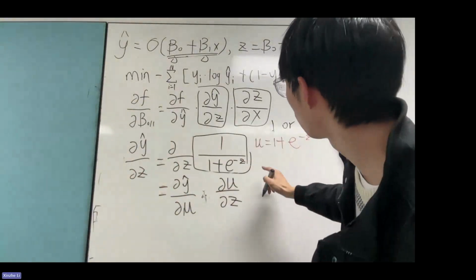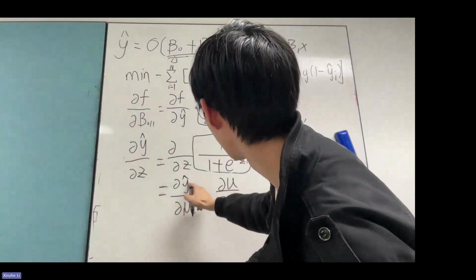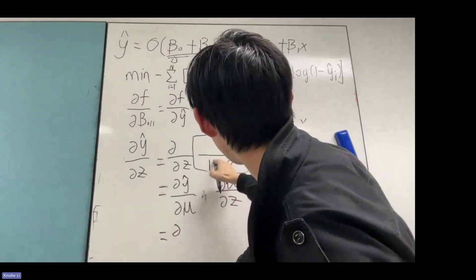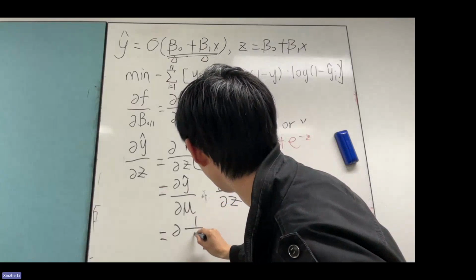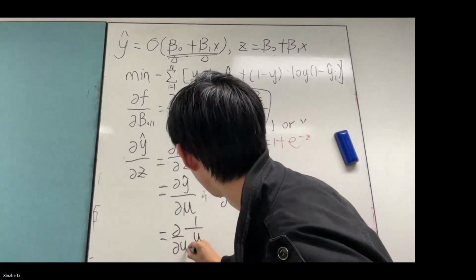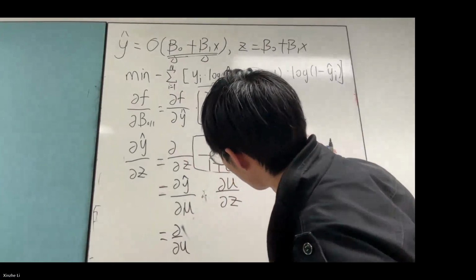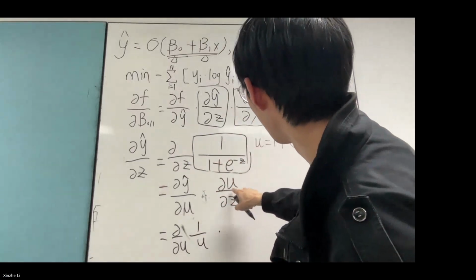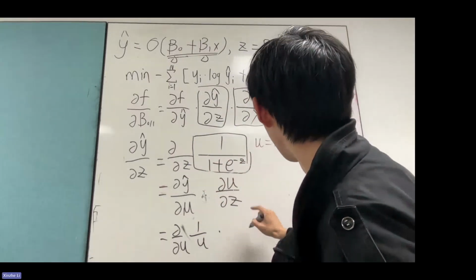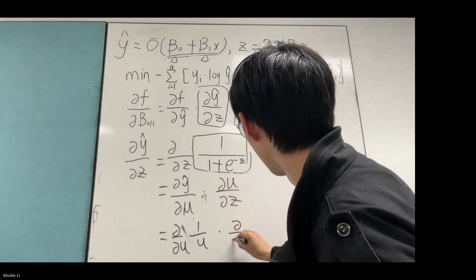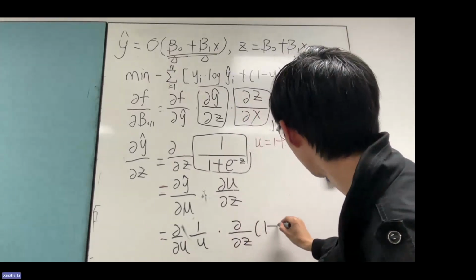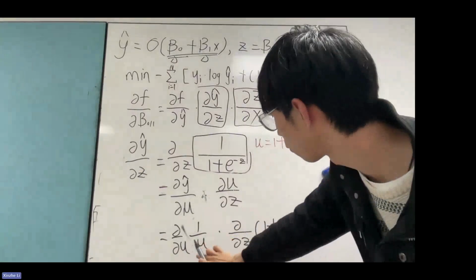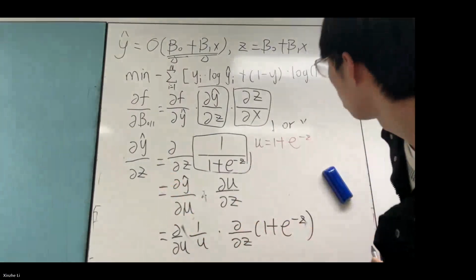Okay, then it would be easy, right? Because with respect to u, this is u, so this is 1 over u. And what's u with respect to z? Then I put this here. Okay, let's resolve these two derivatives. Then we can resolve this.